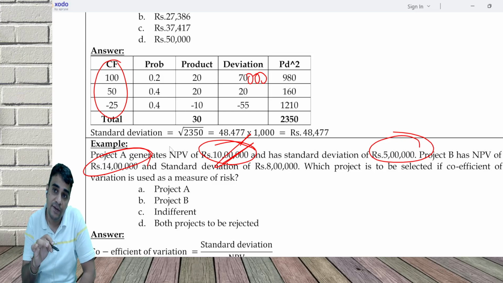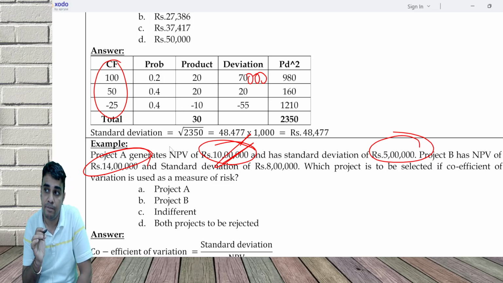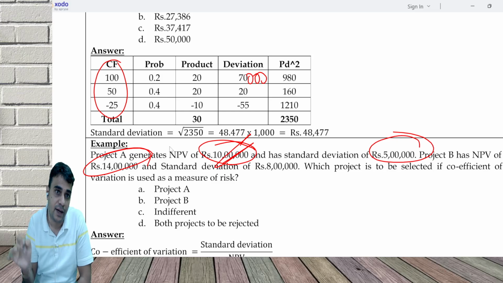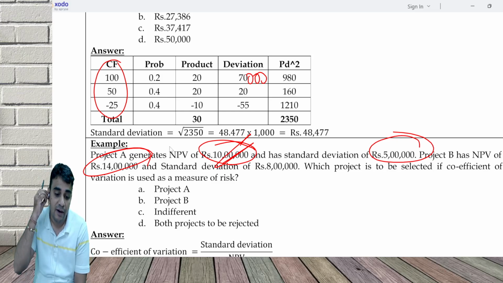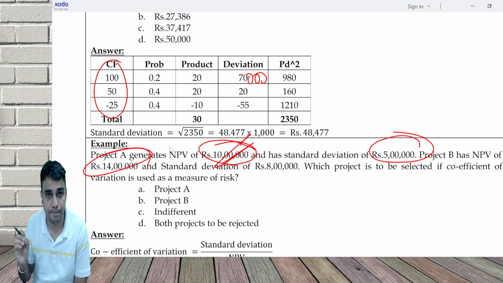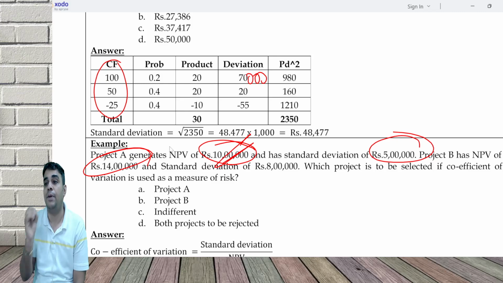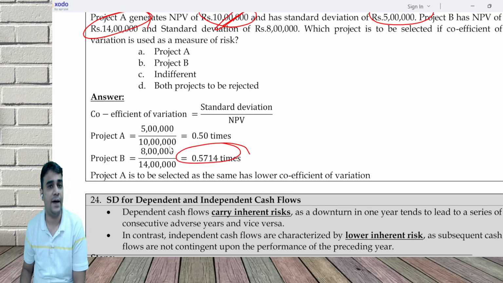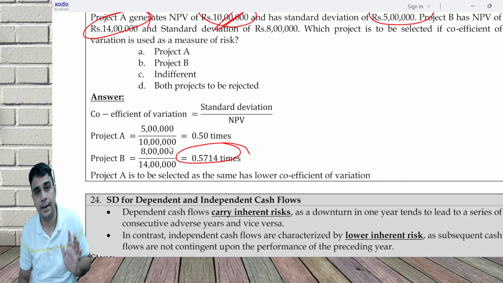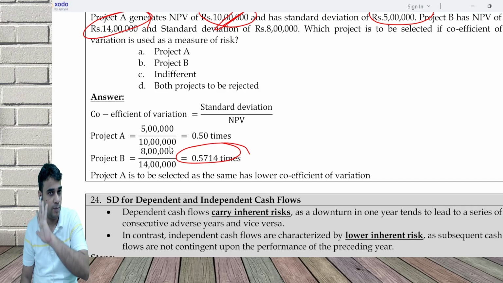So is lower CV better or higher CV better? Risk per unit of return is the formula. So do you want to take lower risk per unit of return or higher risk per unit of return? Lower. So project A: 5 lakh by 10 lakh is 0.5. Project B: 8 lakh by 14 lakh would be about 0.57. So I will prefer project A. We'll do problems on this.